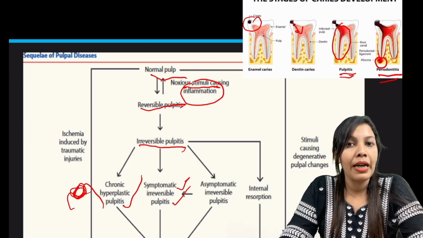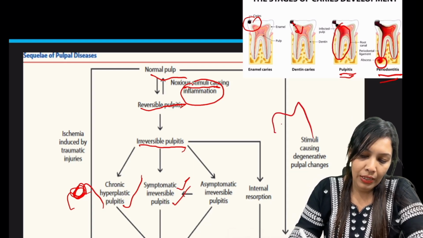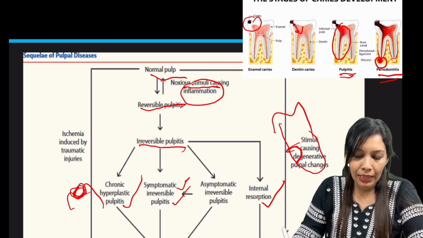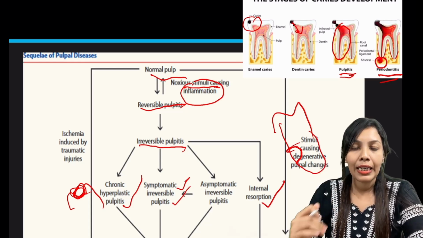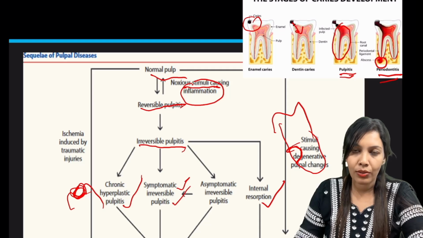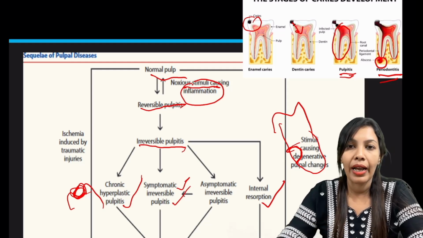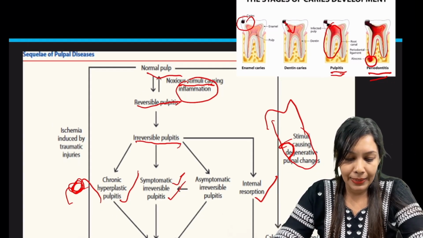Sometimes it might lead to resorption. If this is the root, there might be slight resorptions taking place. This is internal resorption, and after that it leads to pulpal necrosis. After pulpal necrosis, the next stage is periodontitis. So these are the sequelae of pulpal diseases.